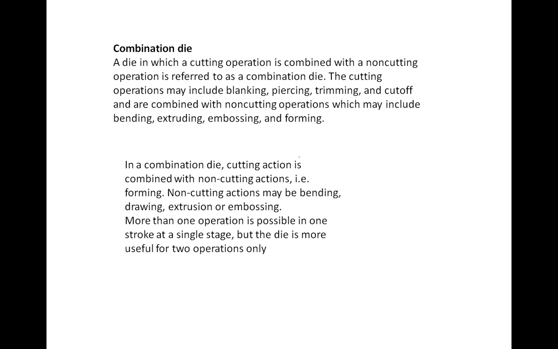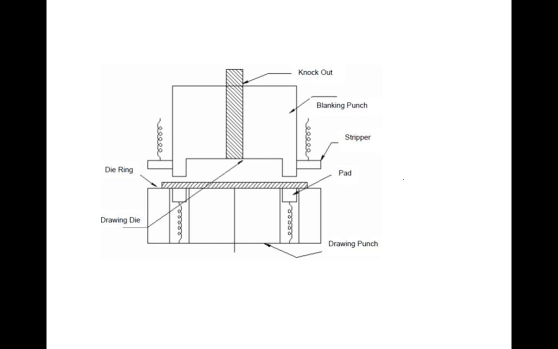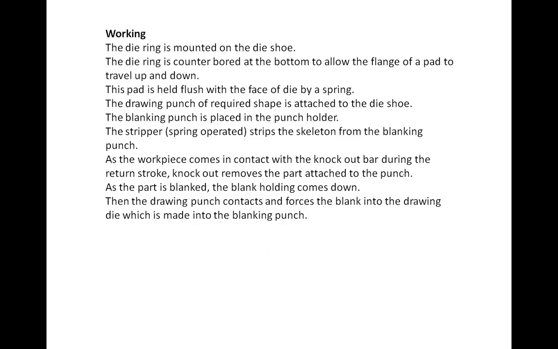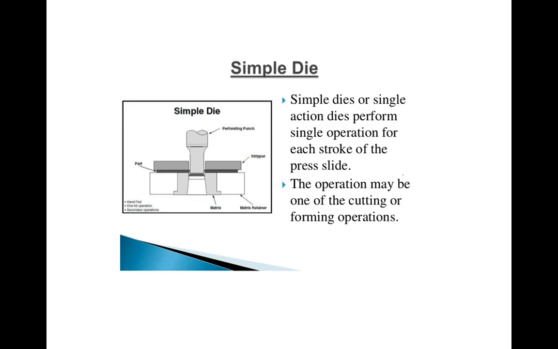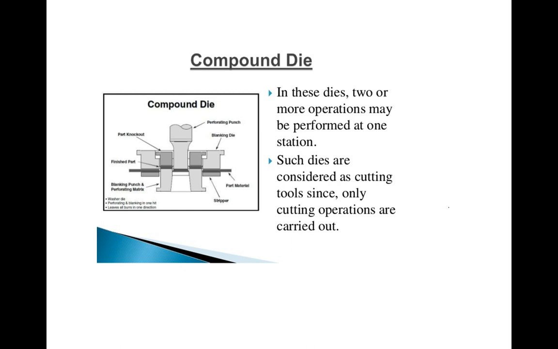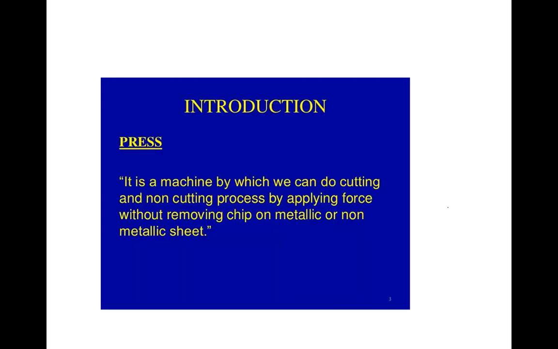So these are the various notes about the combination dies, how they work, and the block diagram of the combination dies. Combination die means it will cut the strip with these two punches, and a knockout or drawing die is also there. Working is also given for compound dies. This is the block diagram of the compound dies. This is also the simple die, showing how one simple operation is carried out by the simple die. This is again compound dies, combination dies and progressive dies.